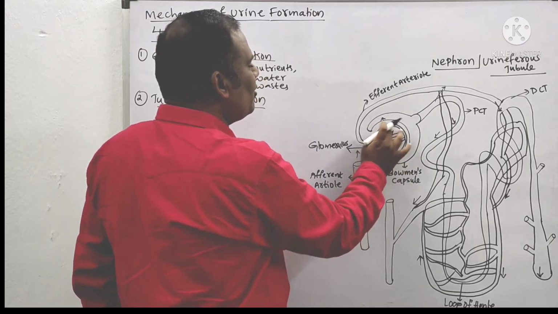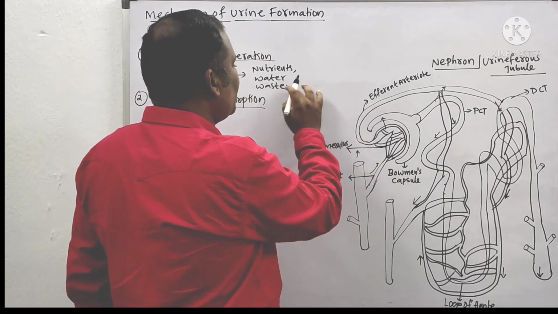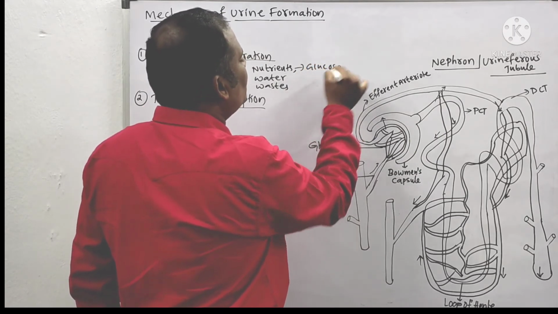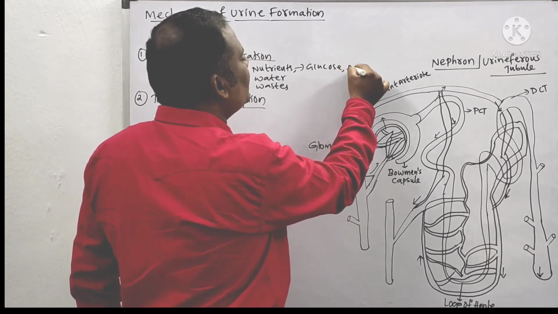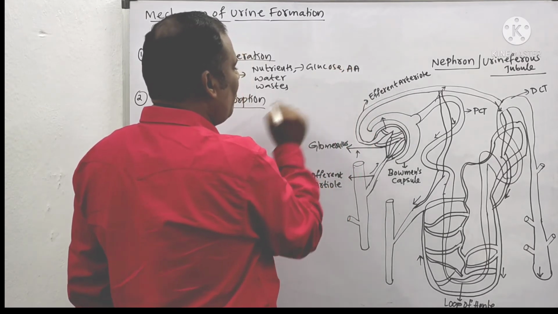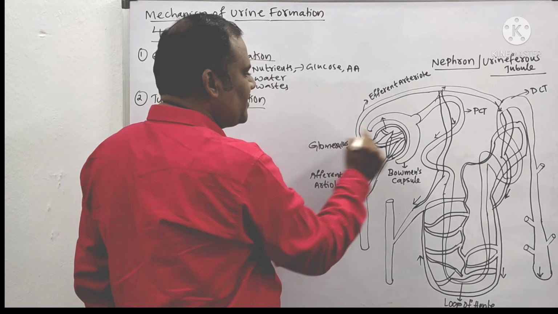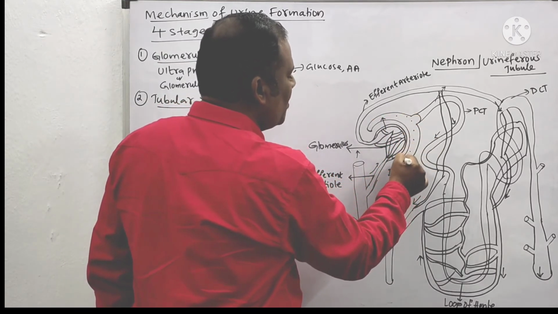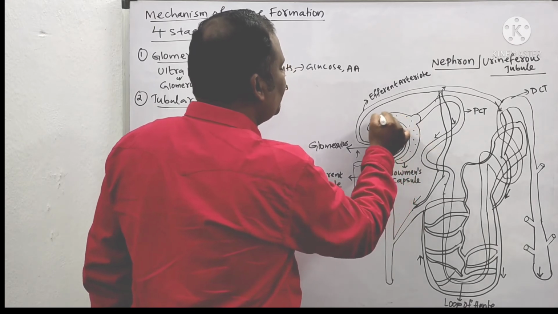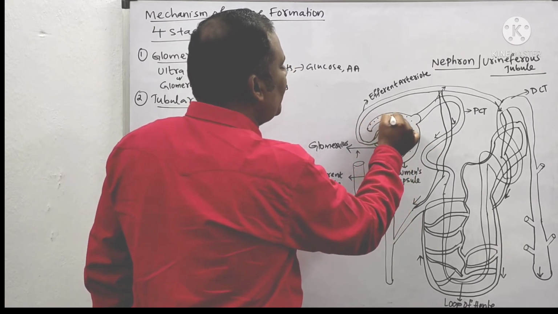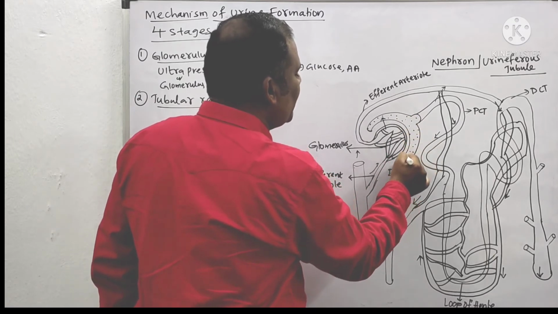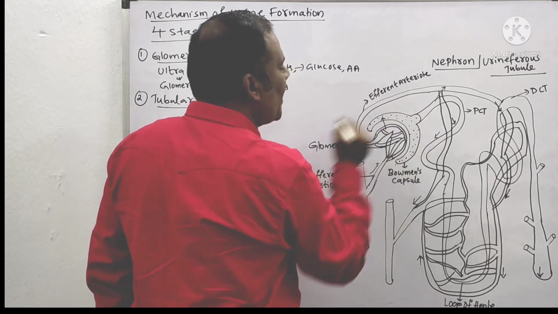There are useful molecules like nutrients, glucose and amino acids that get filtered, and water molecules also get filtered, and waste also gets filtered. And then what happens? A liquid will be formed in this Bowman's capsule. After the filtration, the filtered blood comes with some amount of liquid portion into this Bowman's capsule. This is called primary urine.